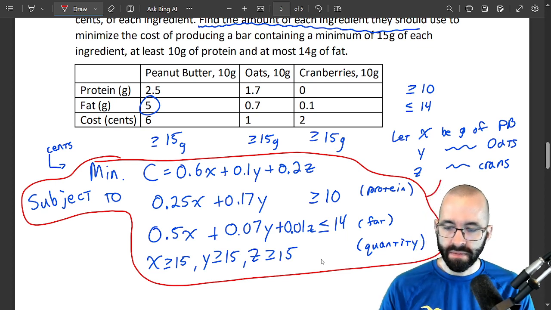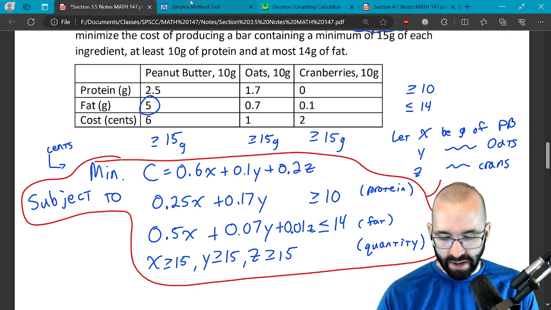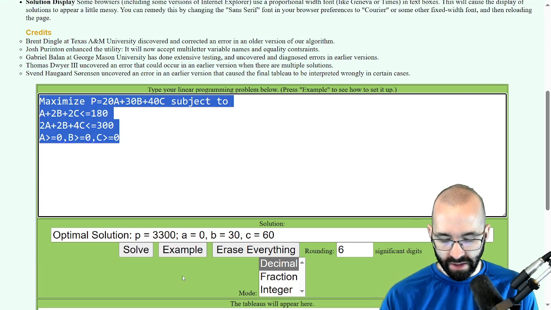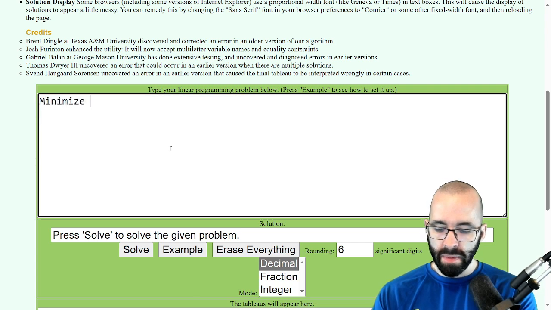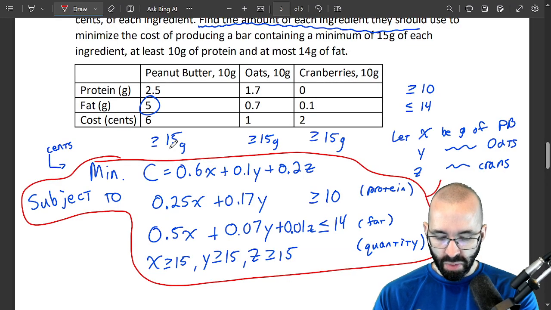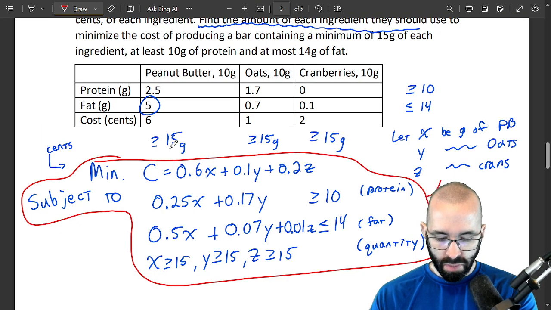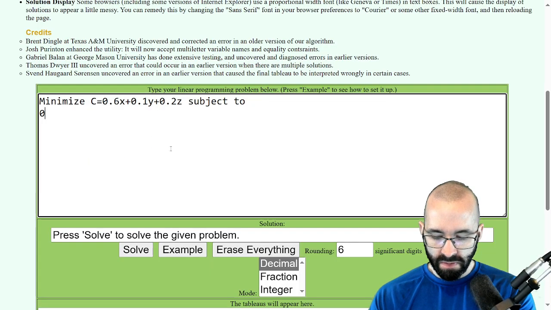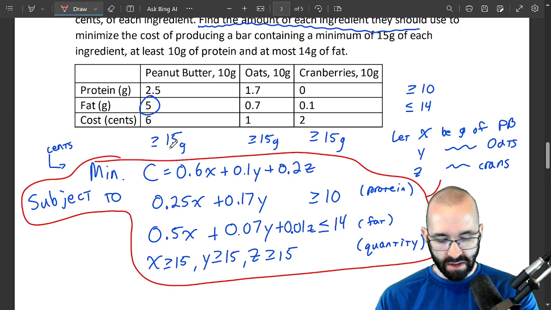Let's solve it. We'll go over to our handy dandy little solver. Again, if you forget what you should be typing in, hit the example button. We're trying to minimize the cost, which was 0.6x plus 0.1y plus 0.2z. Subject to the constraints, 0.25, 0.17, less than or equal to 10, oh, greater than or equal to 10. There was no z here.